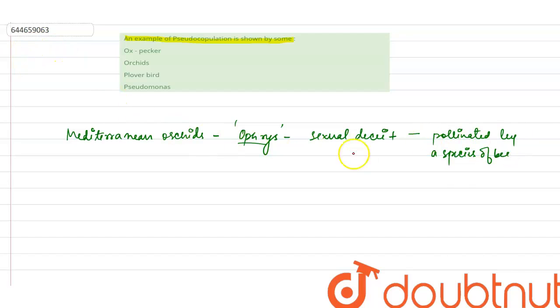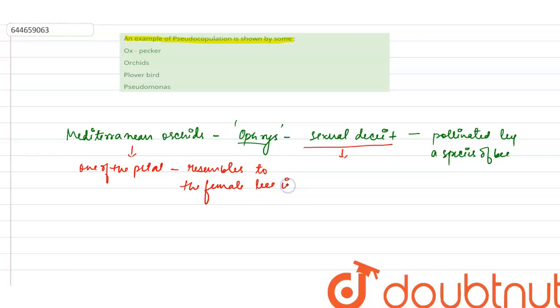Now, how does it employ its sexual deceit? In the Mediterranean orchid, one of the petals of the flower bears an uncanny resemblance to the female bee in size, color and markings.